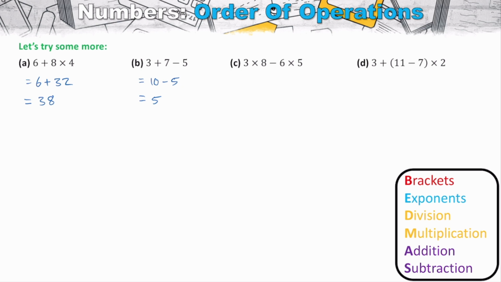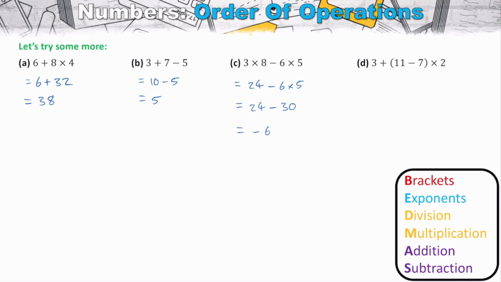Moving on to the next problem. We've got 3 times 8, subtract 6 times 5. Now, in this problem, we don't have brackets or exponents again. We don't have any division, but we do have 2 sets of multiplication. So we have to do both sets of multiplication before we can do the addition or subtraction here, in this case, subtraction. So we've got the 3 times 8, which is going to be 24. We are going to subtract our 6 times 5. We could have done 6 times 5 in our head as well, but I'm just going to complete it left to right in that order. So we've got 24, subtract the 6 times 5, which is going to be 30. Then 24 subtract 30 will be negative 6.